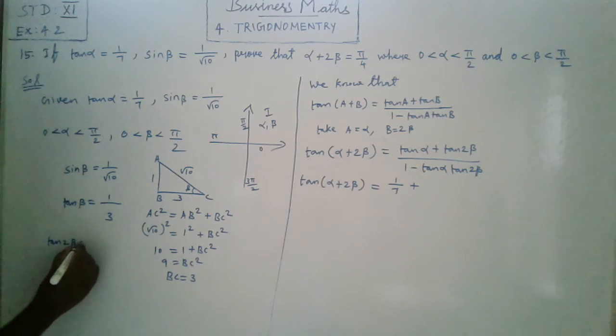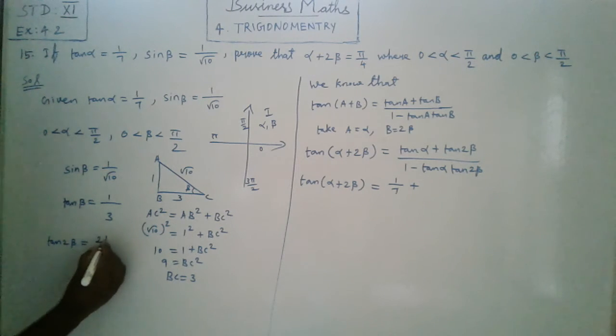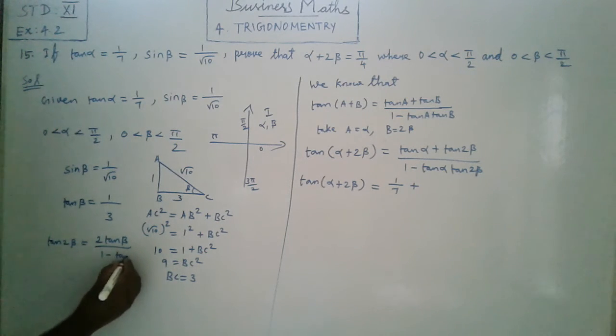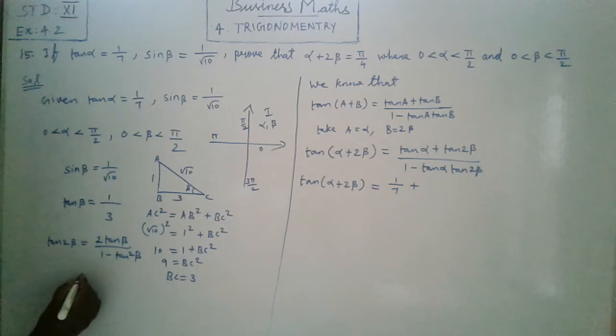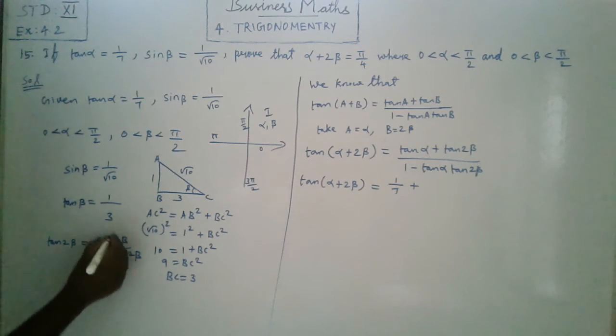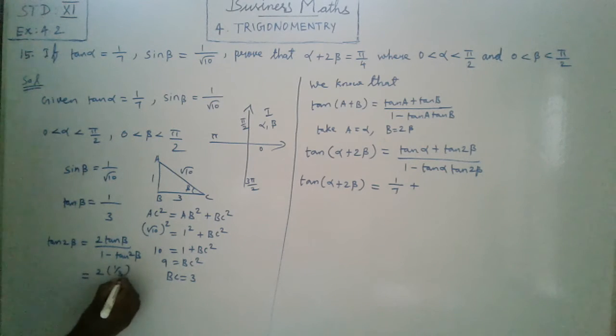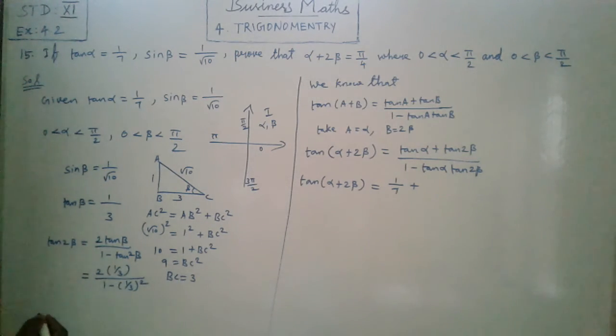Tan 2 beta equal to 2 tan beta divided by 1 minus tan square beta is the formula. So we substitute this value here: 2 into tan beta value 1 by 3 divided by 1 minus tan square beta, which is 1 by 3 whole square. So that is equal to 2 by 3 divided by 1 minus 1 divided by 9. So this is the tan 2 beta value.